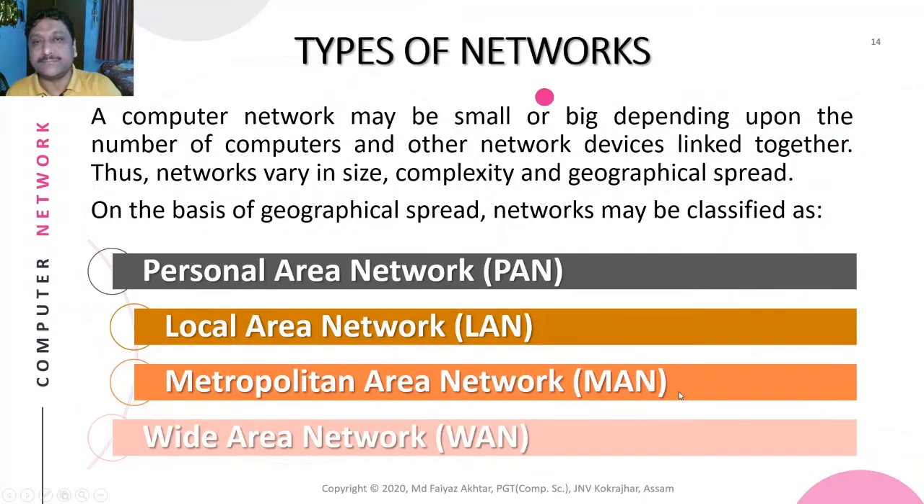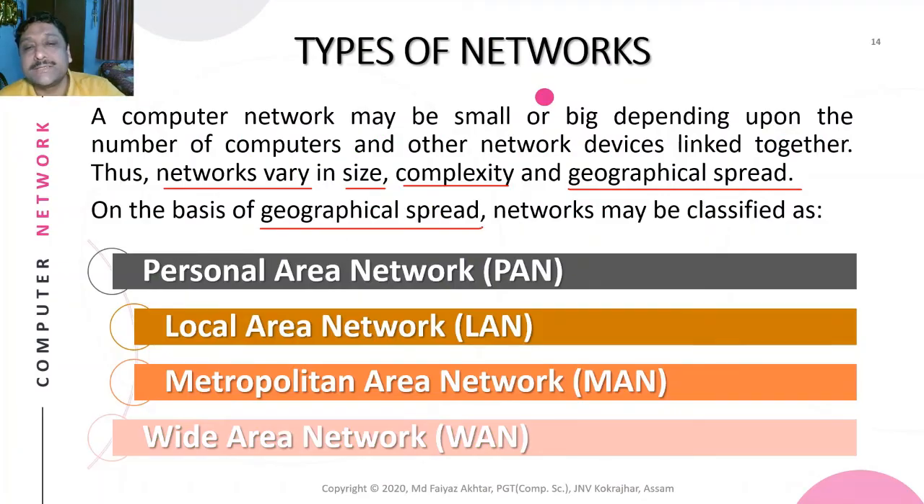First of all, we will learn types of networks. A computer network may be small or big depending upon the number of computers or nodes attached with that network and other devices linked together. Thus, networks vary in size, complexity, and geographical spread. On the basis of geographical spread, meaning the area it occupies or it needs.